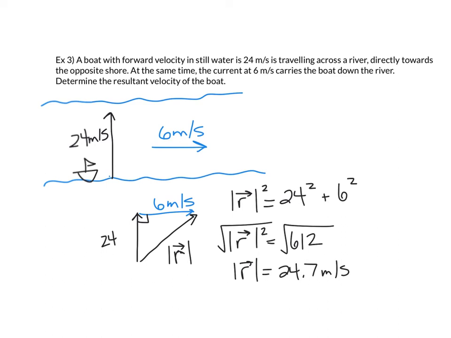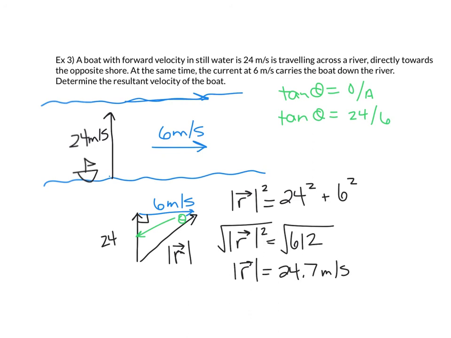So if I'm looking at this diagram right here, I have my 6 meters per second. This is my current, and we know that this is running parallel to the river, so it is running parallel to the shore. So if I'm able to find this angle right here, I would be able to give the direction relative to the shore. If I'm looking for this angle, I know it's a 90-degree triangle, so I am able to use my primary trig ratios. So I would have tan of theta is equal to opposite over adjacent. So tan of theta is equal to 24 over 6.